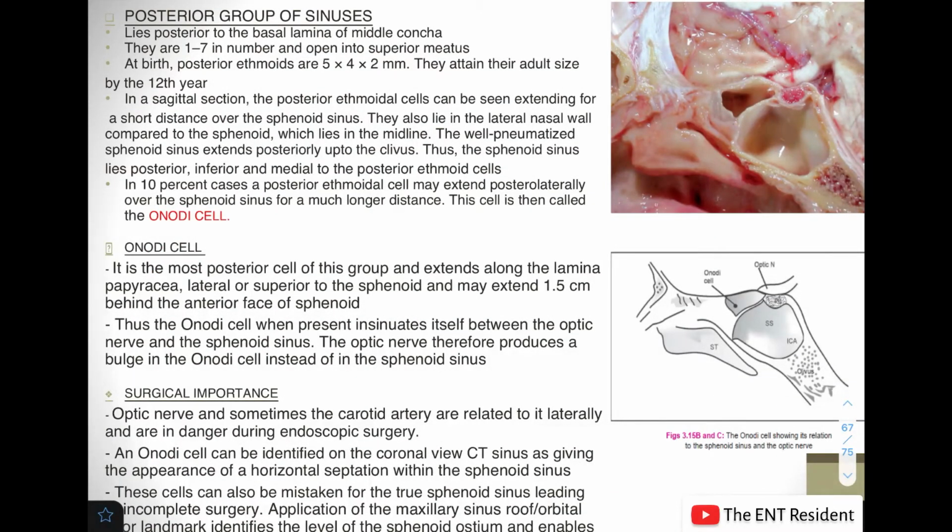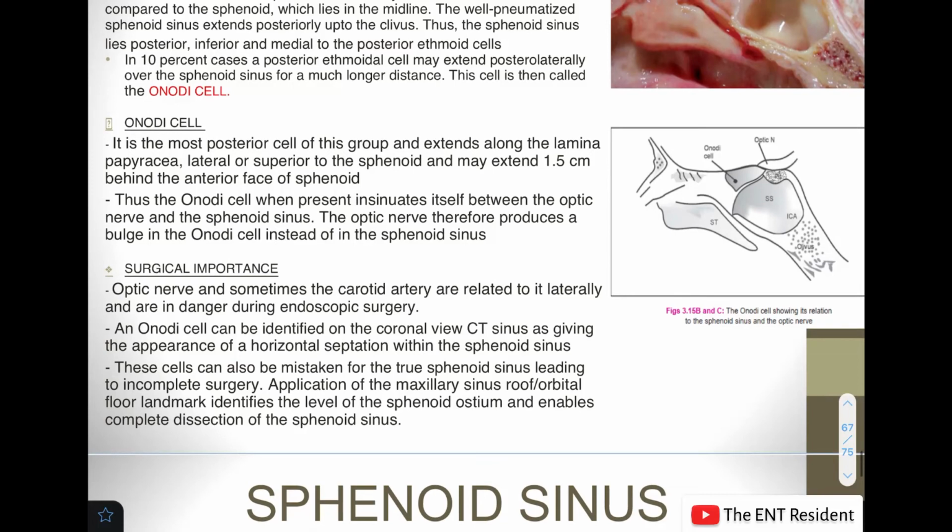So after we have discussed the anterior group of the ethmoidal sinus cells, now we are going to talk about the posterior cells. These posterior cells lie posterior to the basal lamina of the middle concha. They are 1 to 7 in number and they open into the superior meatus. They also attain their adult size by 12th year of age. So first we are going to talk about the Onodi cell.